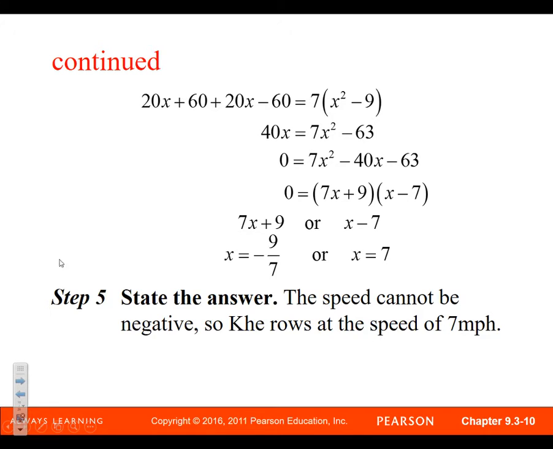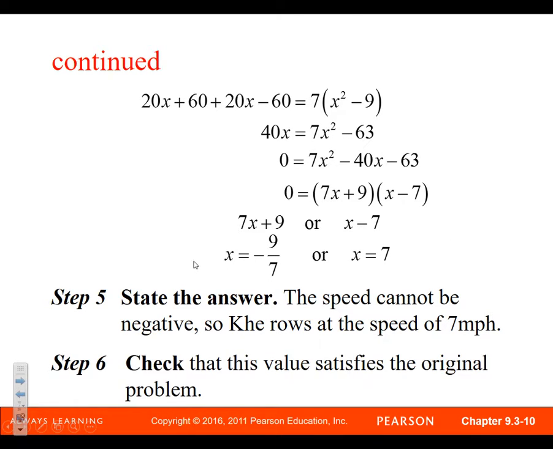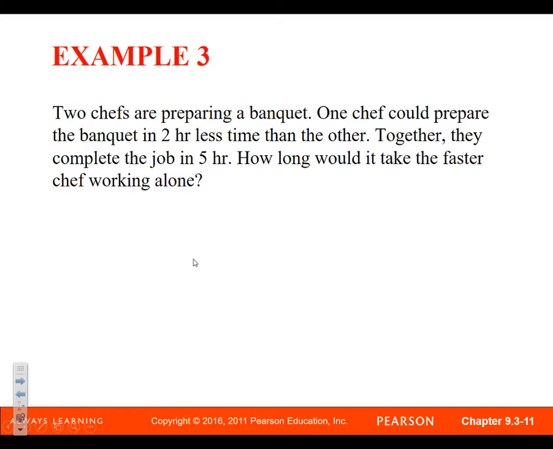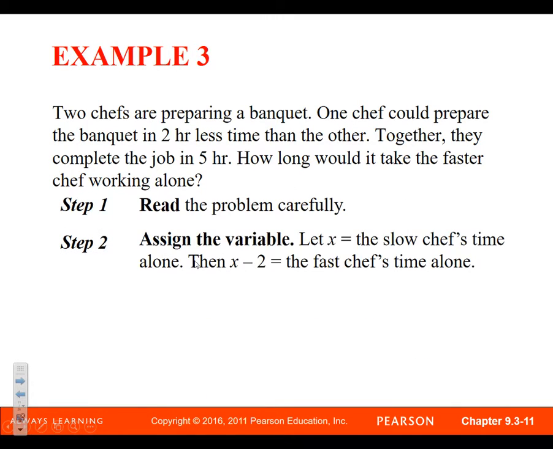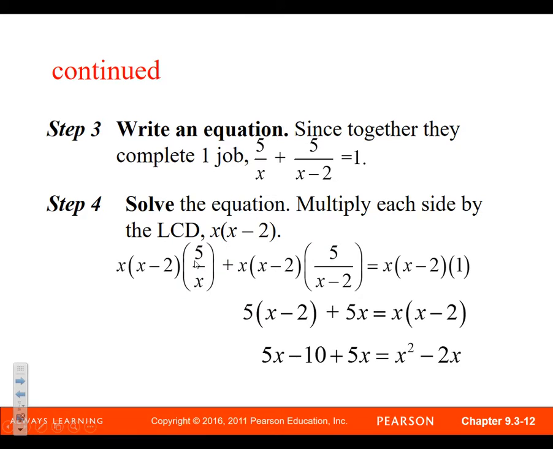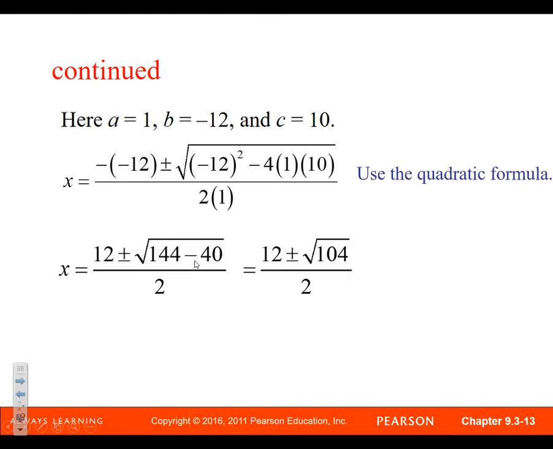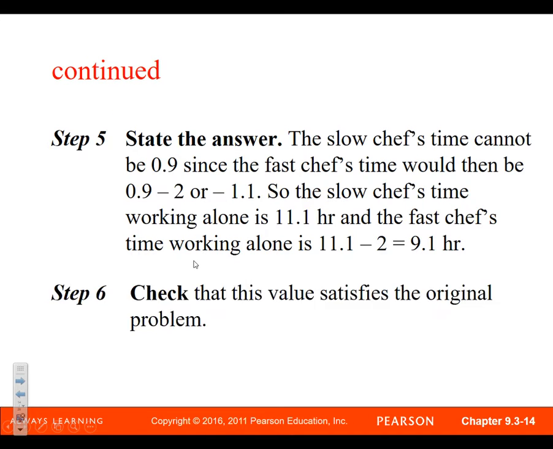Moving on. So 7 is a reasonable one because you can't be negative 9/7. Let's go. Same idea. I want to get past these problems because there's another one that's really a lot of work.